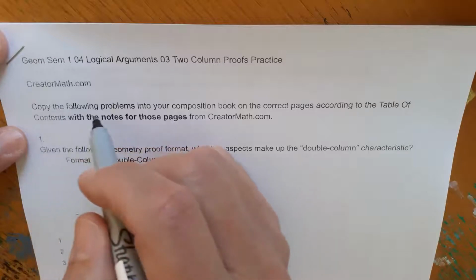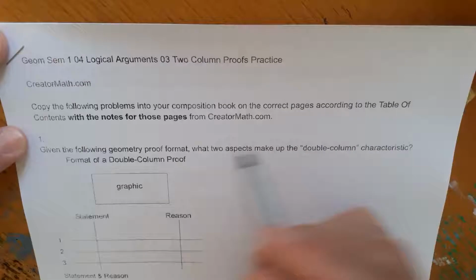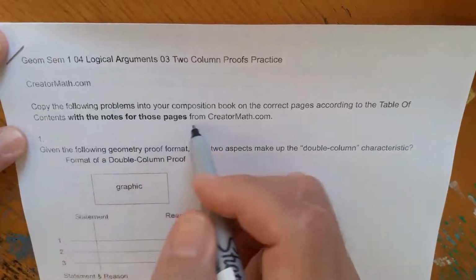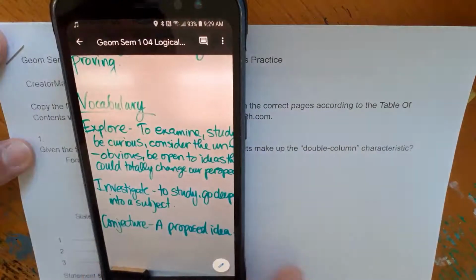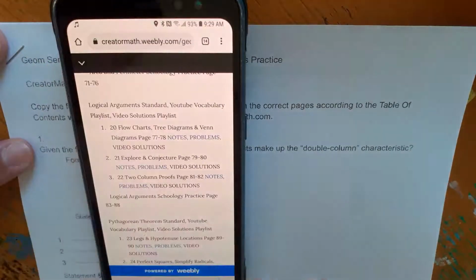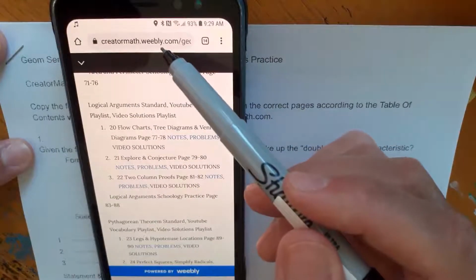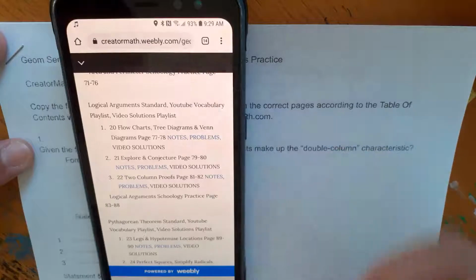The instructions are to copy the following problems into your composition book on the correct pages according to the table of contents, with the notes for those pages from creatormath.com. So to show you that really quickly, let's run through an example here. creatormath.weebly.com is how you're going to find the site. Type that into Google and hopefully you can find it.